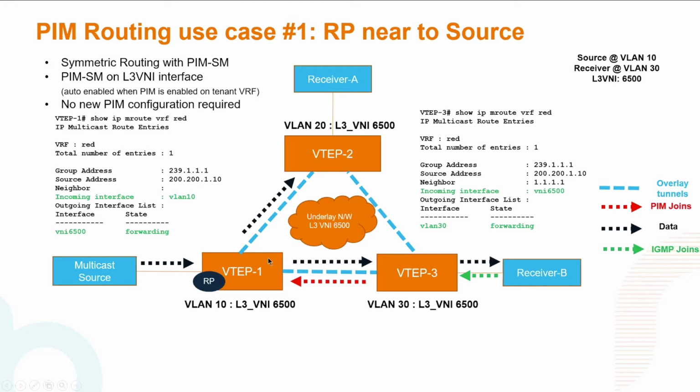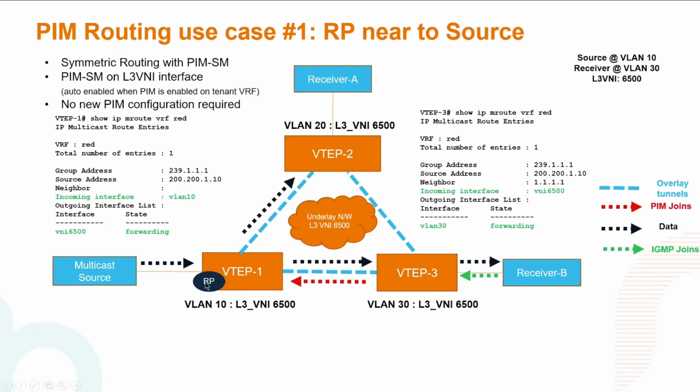The VTEP3 will see the packet on the L3 VNI interface, and that will be forwarded to receiver B. So the mroute on VTEP3 will look something like this. For this particular stream, the incoming interface is VNI 6500, and the egress interface is VLAN 30. This is how the basic functionality of PIM routing happens.